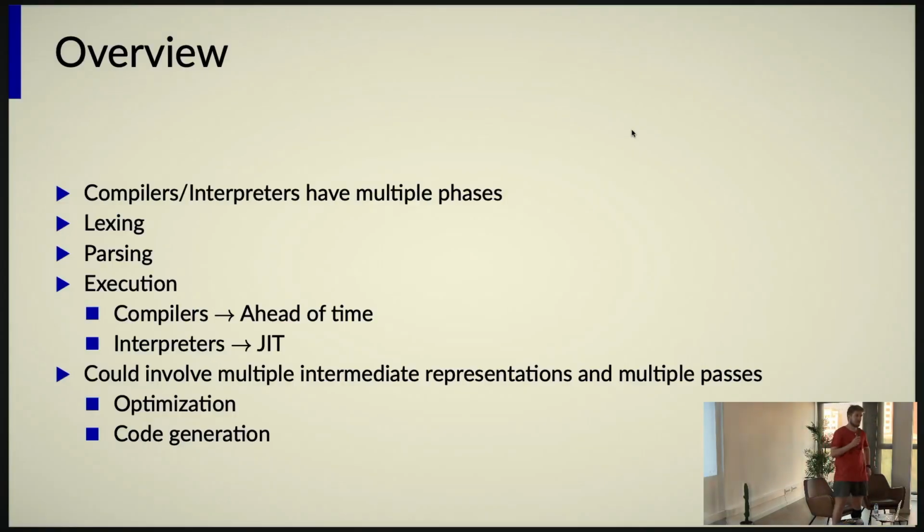Background, overview. So what are the different steps of a programming language? You have compilers and interpreters, and they are split into multiple processing steps. For the most part, for both, the first two are the same. You have a lexing phase, then you have a parsing phase, and then that's where they diverge. For the execution of the program in the end, for compilers, you compile it ahead of time to machine code, or maybe bytecode, and then you have a virtual machine. And for interpreters, you do it just in time.